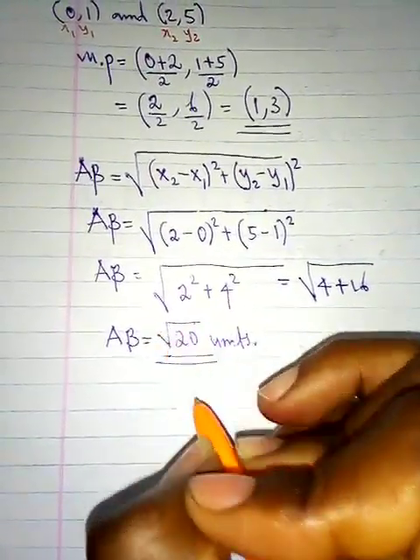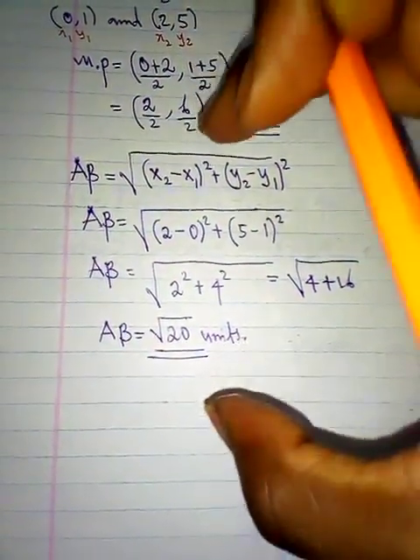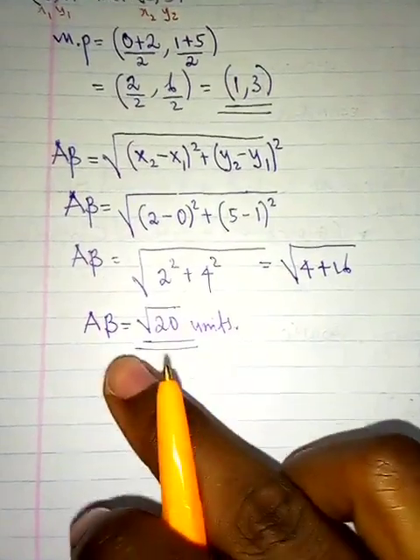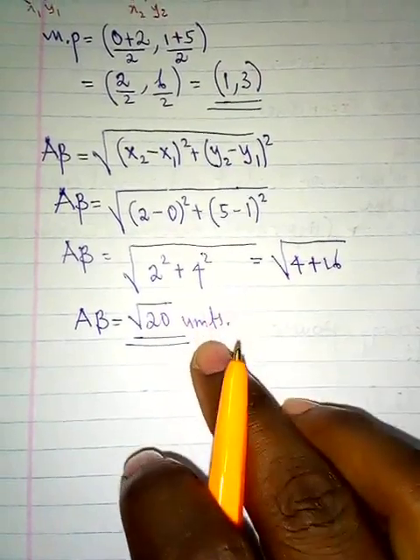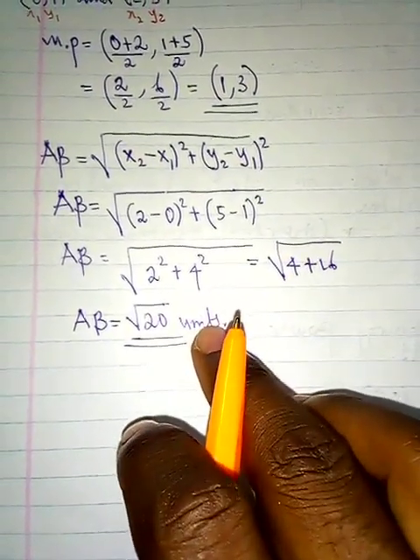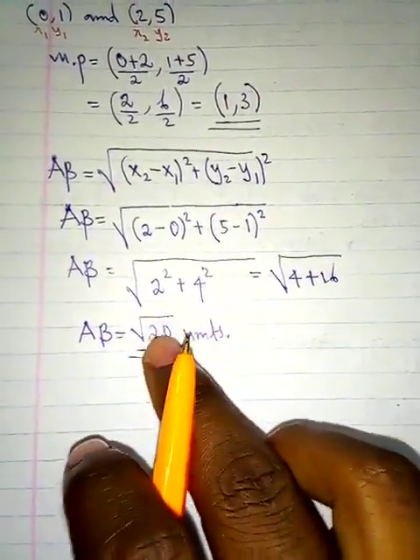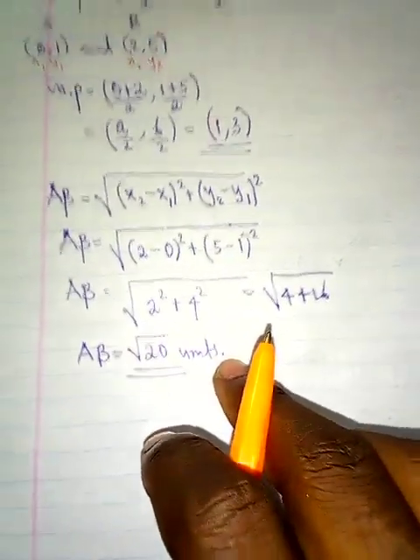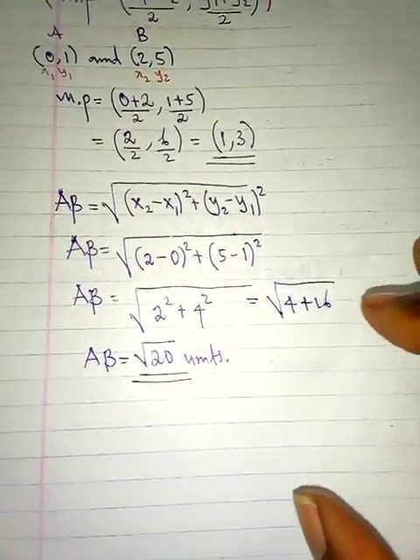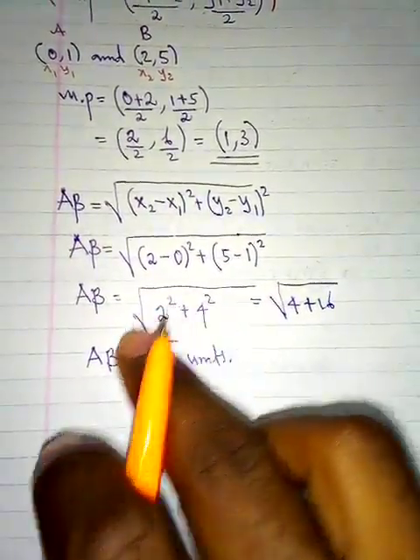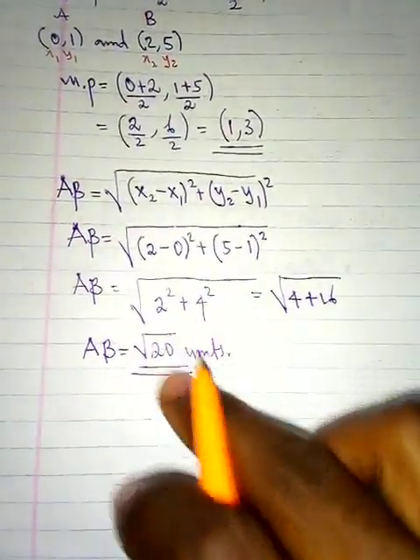If we approximate, this can be maybe 4 point something. But if you're in a scenario where you're not allowed to use a calculator, this is just going to be square root of 20 units. You leave it general. Don't specify centimeters, kilometers, meters, or whatever. Hence, square root of 20 units. If you were determining the area, it would be square root of 20 units squared. But having seen that this is just general length or distance, we just leave it like that.